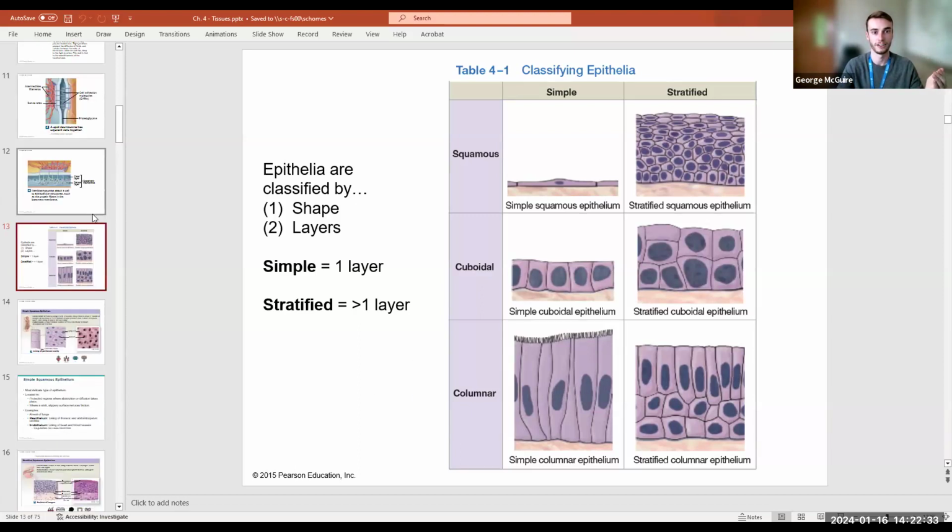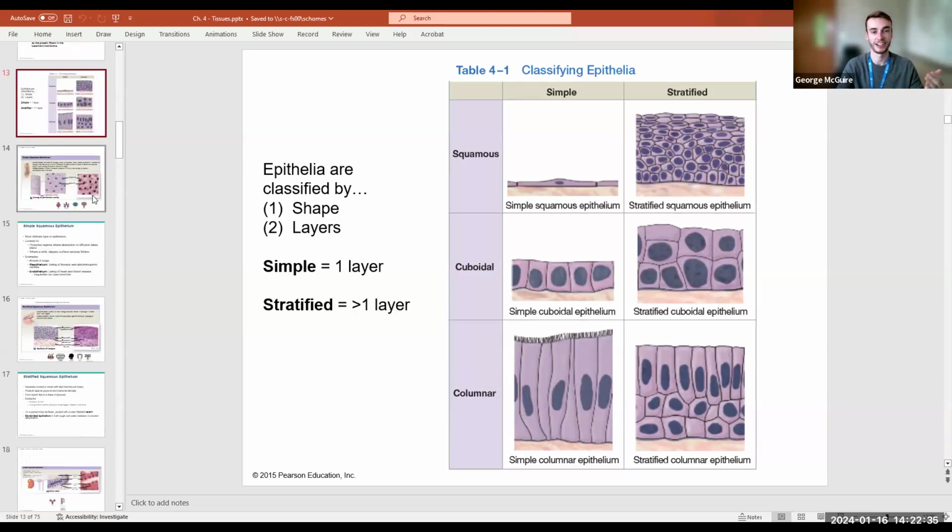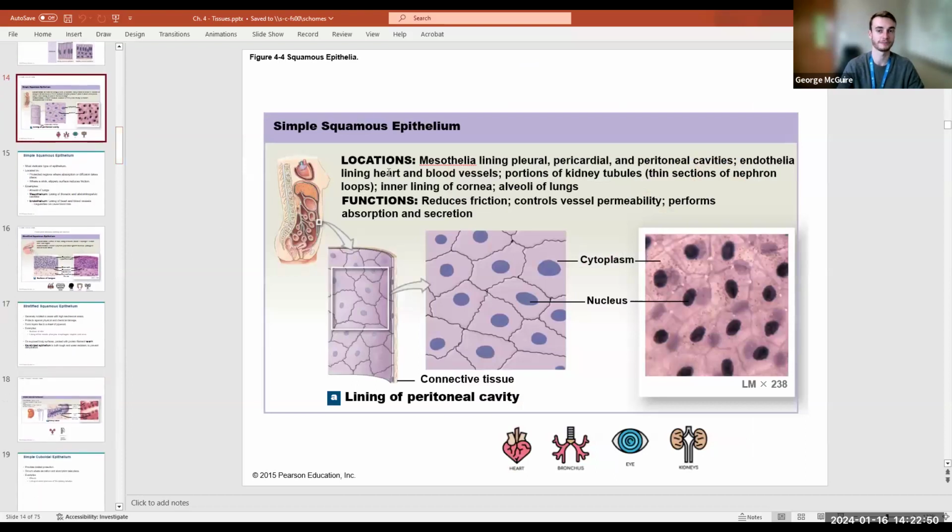Okay, hopefully that's helpful. And so now we're going to move through all 6 of these, the simple and stratified versions of each. And then there's a couple other examples. There's transitional epithelium, there's pseudo-stratified columnar. And again, it's listed where these things are. So for instance, looking at simple squamous epithelium first.